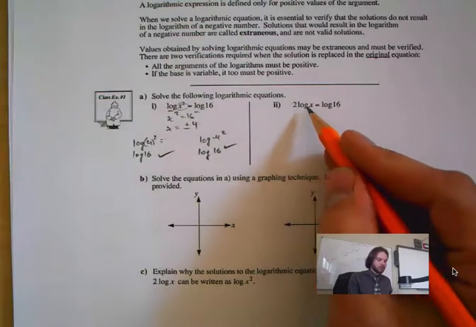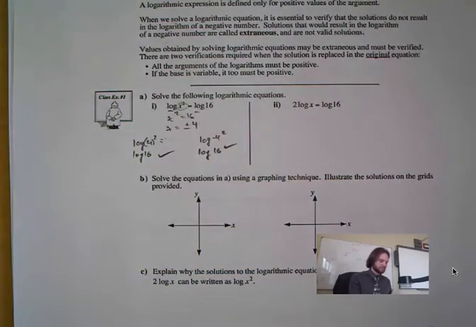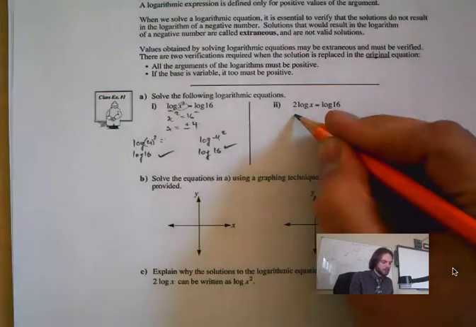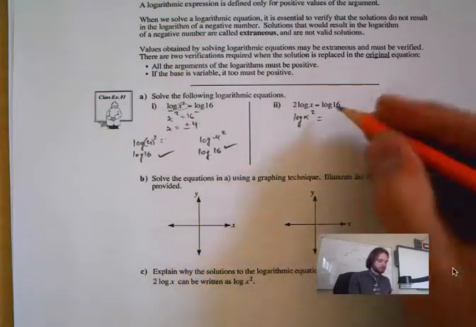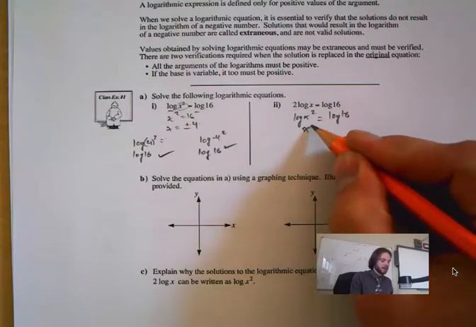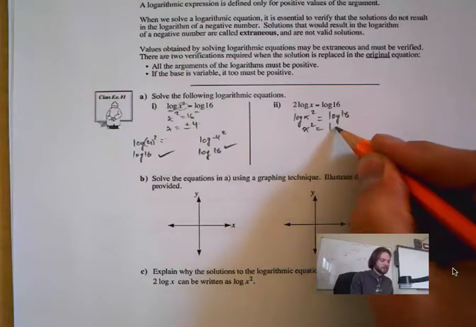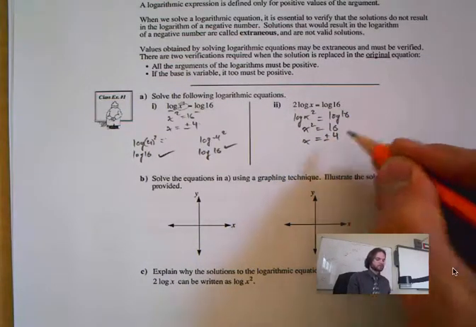It says we have 2 log x is equal to the logarithm of 16. I'm going to simplify this by putting log x squared is equal to log 16. Well, then I have x squared is equal to 16. Square root both, and I'm going to get x is equal to plus or minus 4.